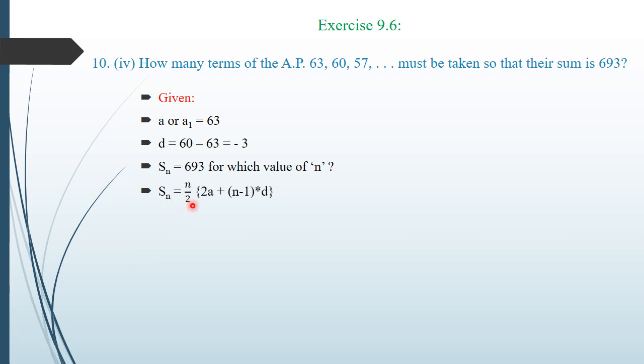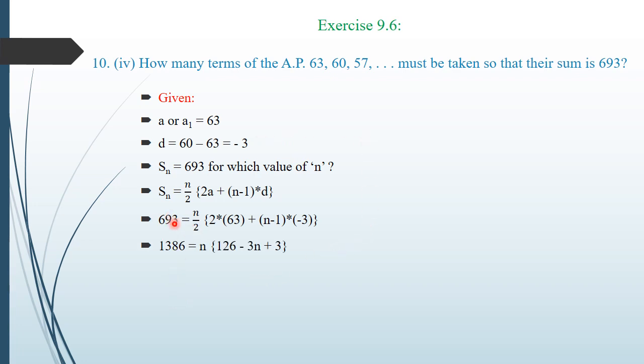Applying the formula Sn equal to n by 2 into 2a plus n minus 1 into d. Substituting all the known values, in place of Sn I'll put 693 and n by 2 as it is. 2 into, in place of a I'll substitute the first term, that is 63, plus n minus 1 I will keep as it is, and in place of d I'll substitute minus 3 here.